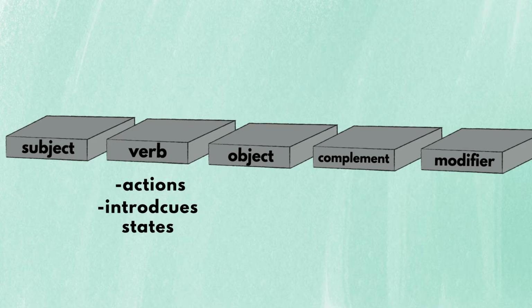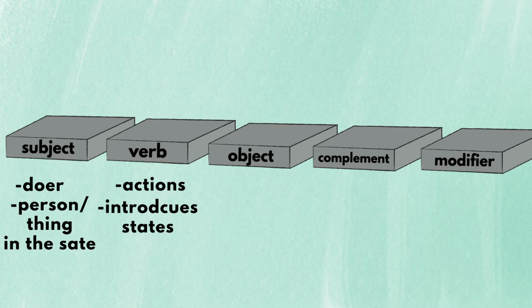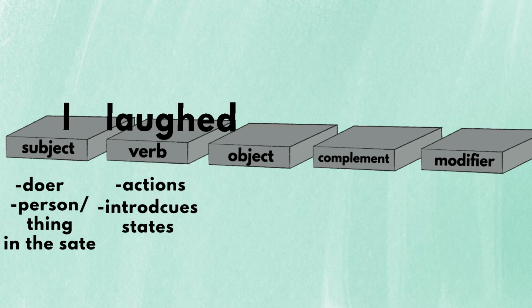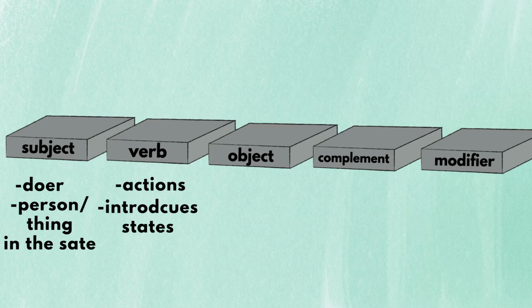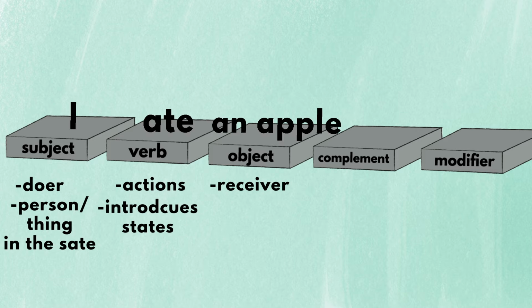Next, the subject is either the doer of an action or the person or thing that is in a certain state. For instance, in the sentence I laughed, the word I is the subject because it is the doer of the action laughed. Here's another example. In the sentence I am hungry, the word I is the subject because I am in the state of being hungry. Next, the object refers to the receiver of an action. For instance, in the sentence I ate an apple, the object is the phrase an apple because it is the receiver of the action eat.